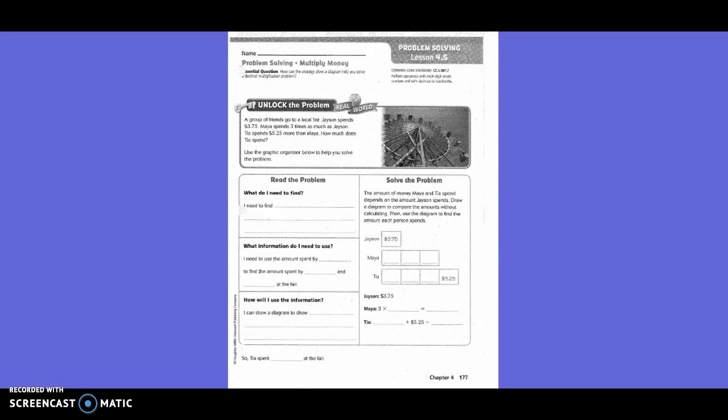What do I need to find? So I need to find how much Tia spends. Okay, so the amount of money Tia spends at the fair.